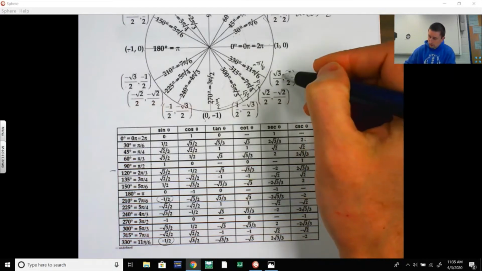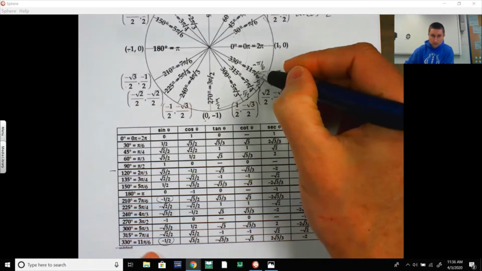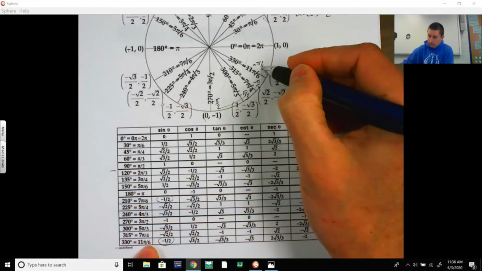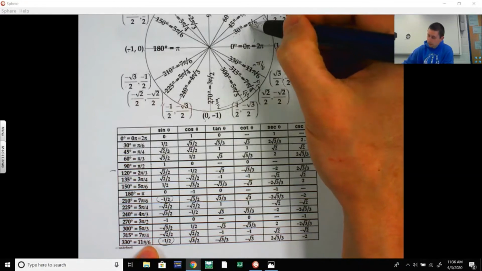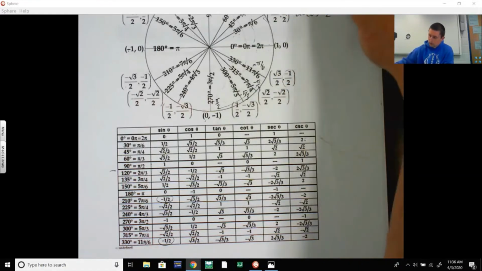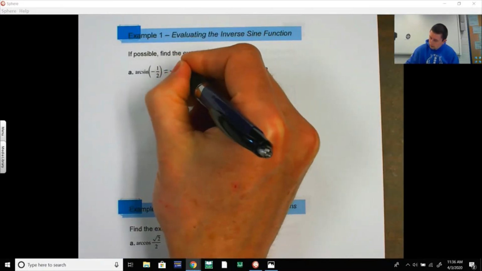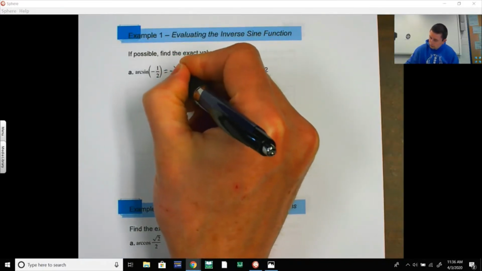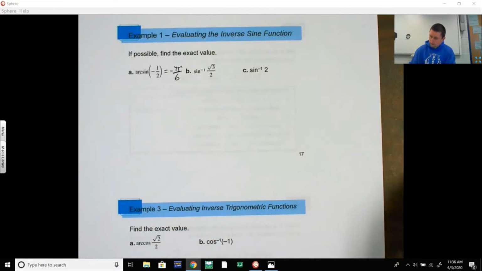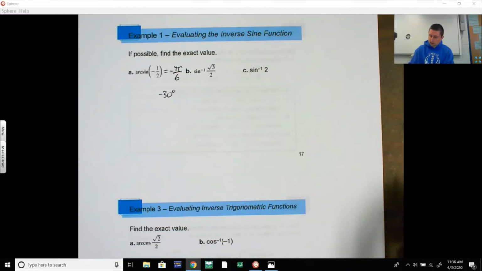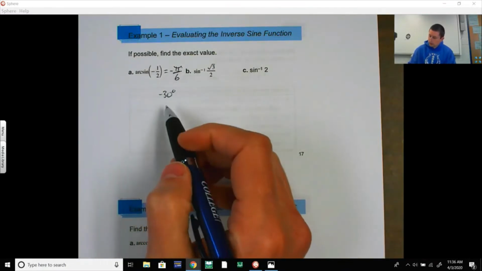Here's negative 1/2. That's the 11 pi over 6, which we get from down here as well. But 11 pi over 6 isn't the answer. The answer would be negative pi over 6. If this is a positive pi over 6 going up, this is a negative pi over 6. So the unit circle will be your very helpful friend here. So negative pi over 6 in radians. It'll be negative 30 degrees. So the arc sine of negative 1/2 is negative pi over 6 or negative 30.